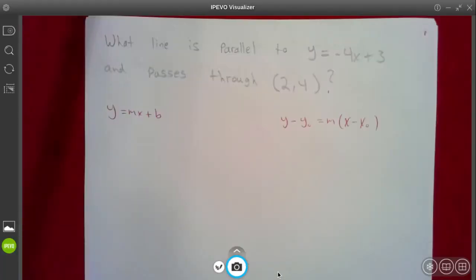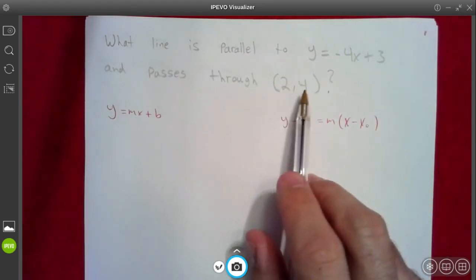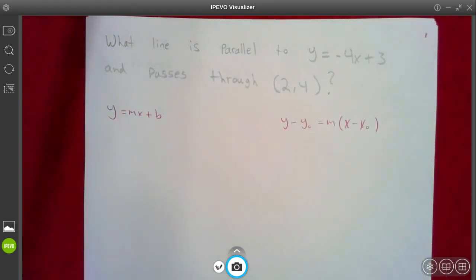All right, so the question today is going to be writing the equation of a line that's parallel or perpendicular to a given line that also passes through a specific point. This will show up later on in geometry when you're finding perpendicular bisectors or incenters, that kind of stuff, stuff to do with triangles.